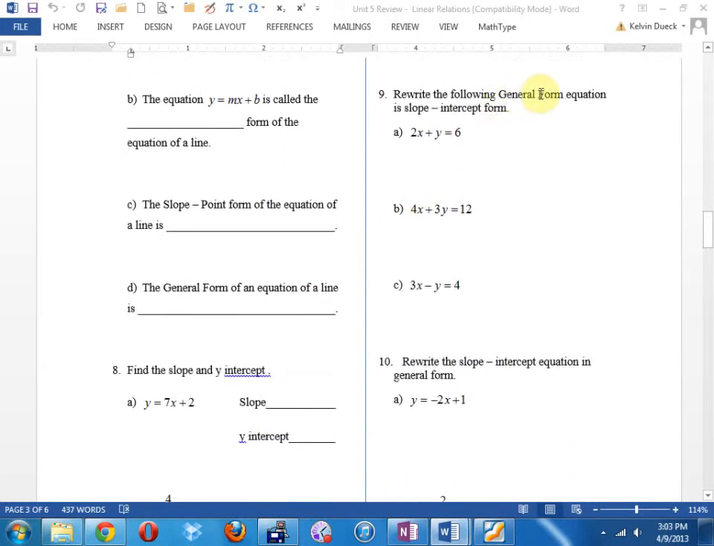Number 9, there's a slight typo. It says rewrite the following general form equation is. So first of all, they're not in general form. Rewrite the following equations into slope-intercept form, because general form was equal to 0, and I noticed none of these were. I was writing in a hurry and making up questions. That's my fault.